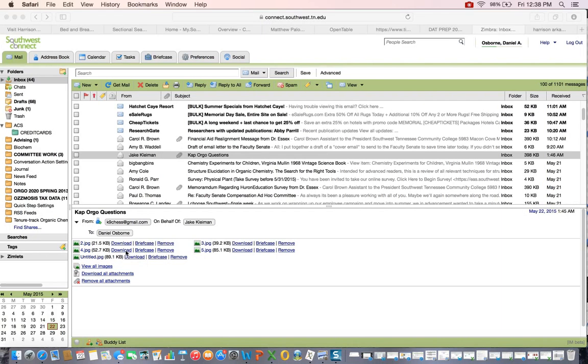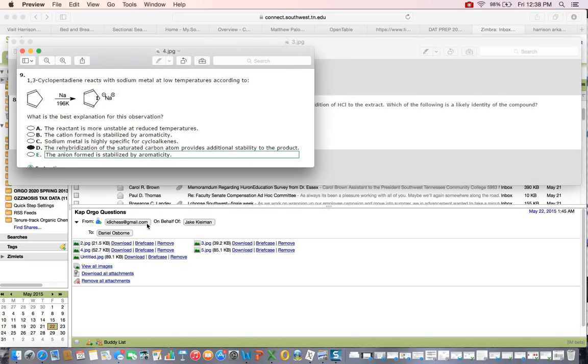Moving on to number 4. Cyclopentadiene reacts with sodium metal at low temperatures according to the following reaction. Why does this reaction proceed? You have a non-aromatic compound that becomes aromatic. So aromaticity, bam, E. Enough said.